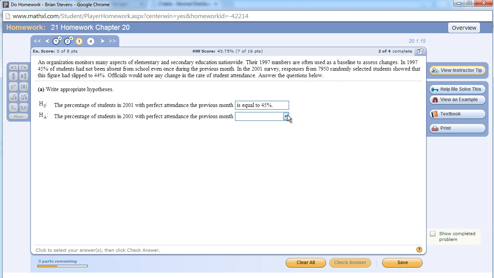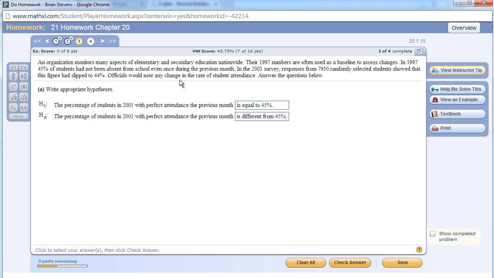When we do this test, do we want to do not equal to, greater than, or less than? Think for a moment. We want to do different than, which is not equal to. The reason being is we are asking to see if it's changed. Has it changed?